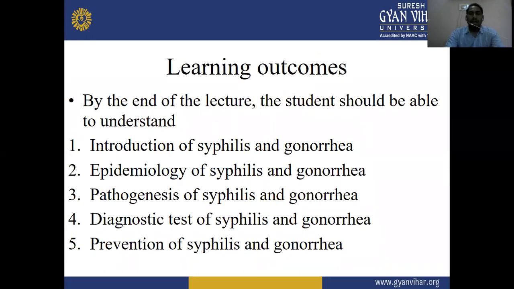Next, the learning outcomes of this topic. By the end of the lecture, the student should be able to understand the introduction of syphilis and gonorrhea, the epidemiology of syphilis and gonorrhea, and the pathogenesis of syphilis and gonorrhea. The next learning outcome is the diagnostic tests of syphilis and gonorrhea, and the last one is the prevention of syphilis and gonorrhea, meaning how to prevent syphilis and gonorrhea.